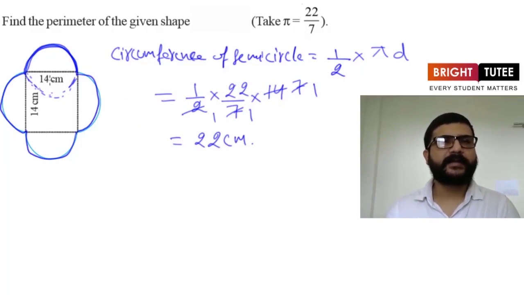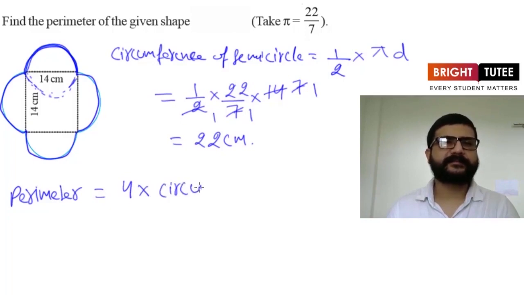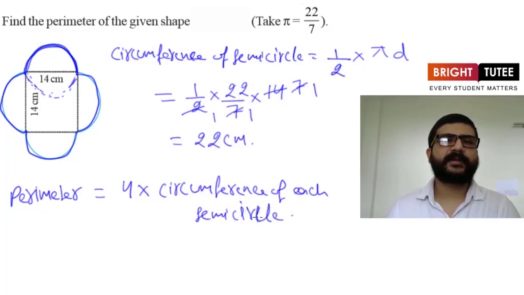So now what we have to find? We have to find the perimeter of this shape. The perimeter of the shape is equal to 4 into the circumference of each semicircle. So we can write like this. Perimeter is equal to 4 into the circumference of each semicircle. Why have we multiplied with 4? Because here we have 4 semicircles, so we multiplied the circumference with 4.